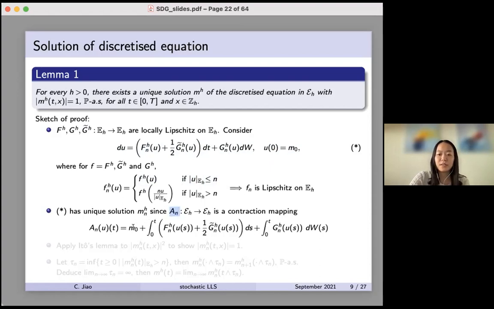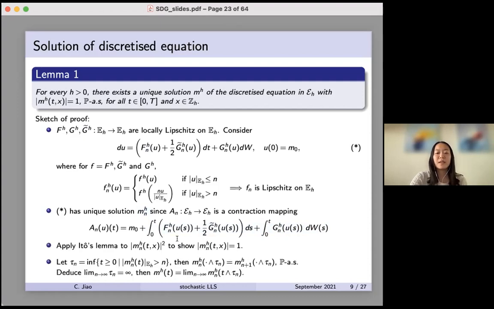A_n of u is just m_0, which is the initial condition, plus the integral form of the right-hand side of the approximate equation. The stochastic integral here is a continuous martingale taking value in H^1. So with an isometry result and by calculation around the norms, we can show that this part enjoys the same Lipschitz property in E_h, just like the f_n and g tilde_n parts. Since A_n is a contraction mapping, it has a unique fixed point, which in this case is our unique solution m_n. Applying Ito's lemma to m_n squared, we obtain that m_n stays on the sphere.